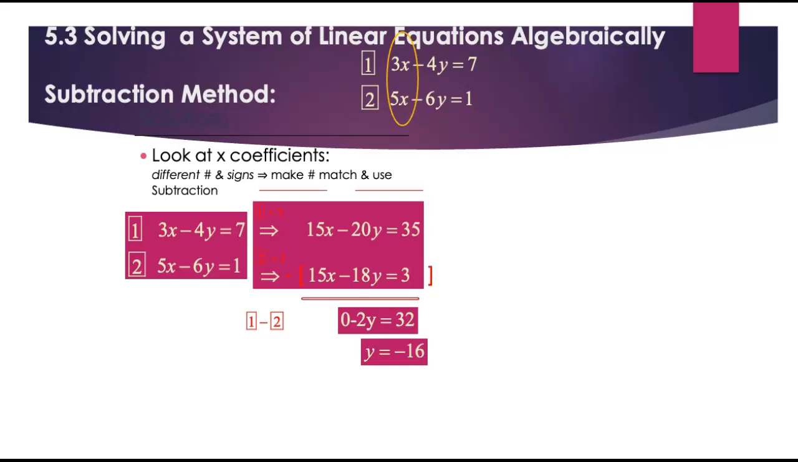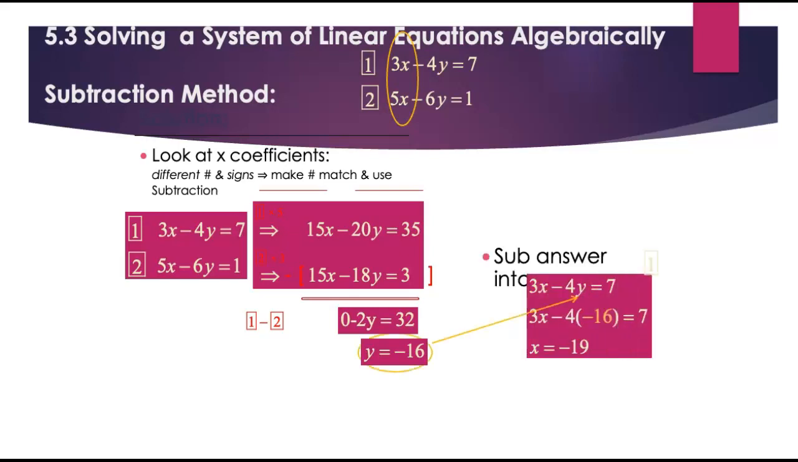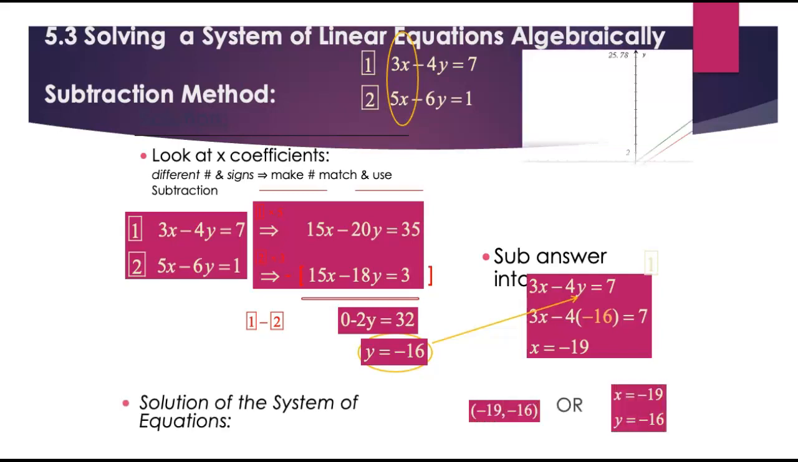And just like with the other problems, I'm going to substitute that negative 16 for y in either one of the two equations to figure out what x is. So I chose to use the first equation, replacing y with negative 16. We find out that x is negative 19. So our solution is (-19, -16). That's the point at which the two lines intersect.